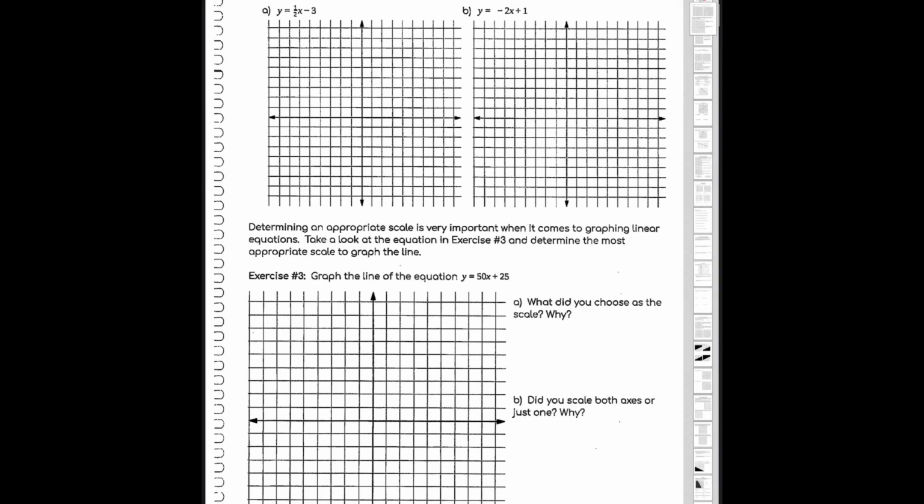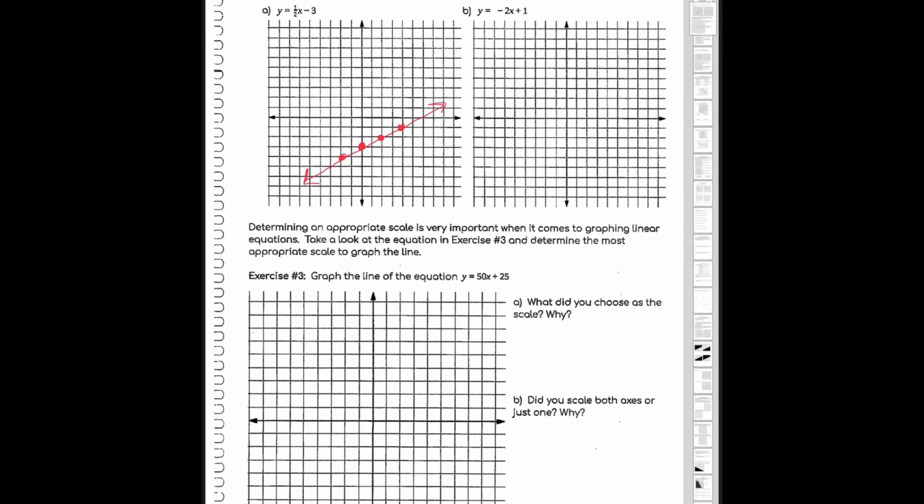So let's look at these examples here and graph them. For A, my y-intercept is negative 3. The slope is 1/2. So you would go up 1 to the right 2, up 1 to the right 2. And if you continued, your line would look as such.